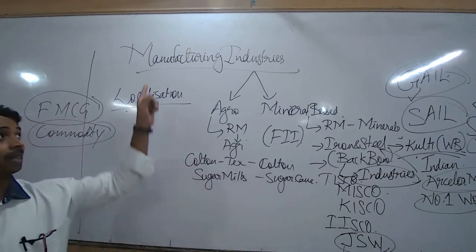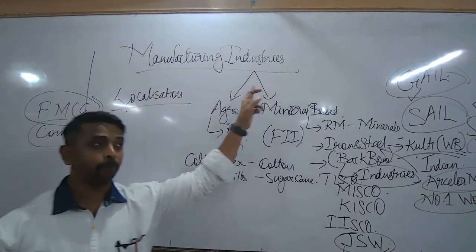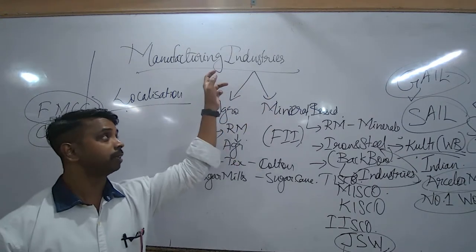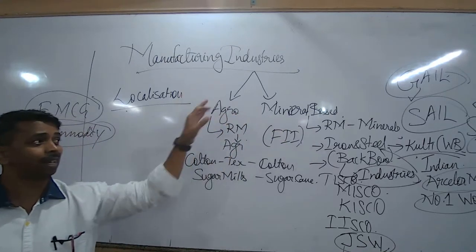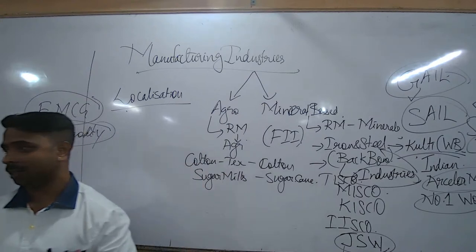So we will be starting with what is manufacturing. We'll be starting with what is industries. We'll be starting with India's localization factor. We'll be starting with classification of industries. We'll be starting with agro-based industries separately. We'll be starting with mineral-based industries separately.